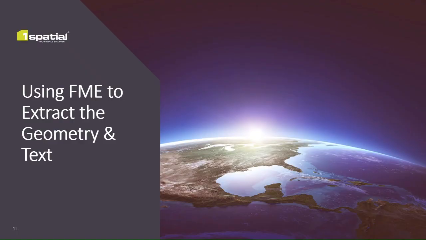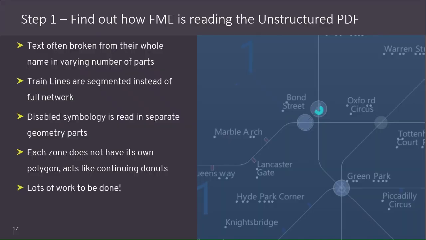Now I'll show you how I used FME to extract the geometry and text from the PDF. Before anything, you need to read it in, get out Data Inspector, and start finding out how it's reading in the various things you need to extract. In this case, it's the text, the symbols, the geometry, and the lines, and that will give you the clues on how to process it to get to the end point of what you want. In this screenshot, I'll explain a few of my points. The text was often broken apart from their whole name.